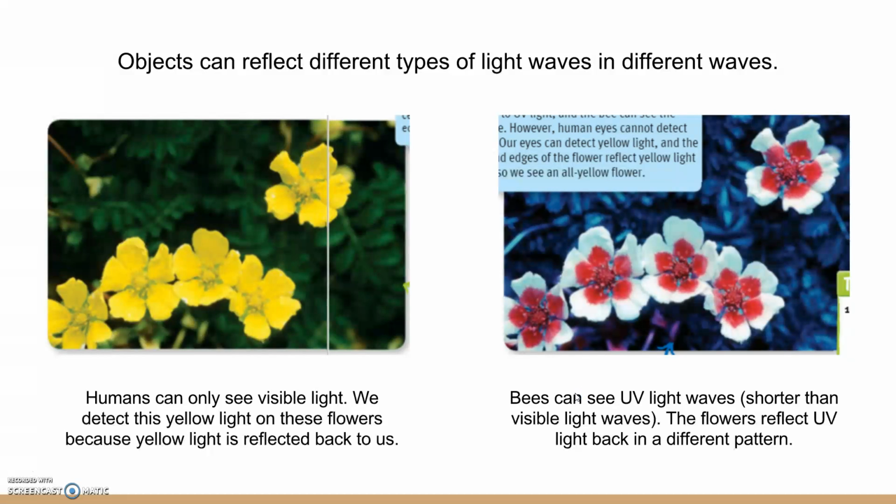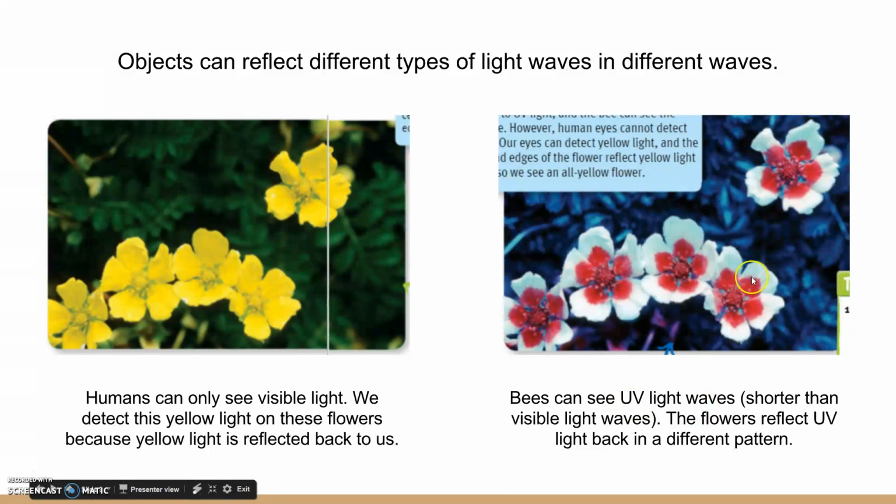Okay, so I'm going to jump back to what I said before when I said objects can reflect different types of light waves in different ways. So animals who can actually see a little bit beyond the visible light spectrum actually perceive things differently than we do. So take this flower, for example. Humans, we know that we can only see visible light. So we detect this yellow light on these flowers because the yellow light is reflected back to us.